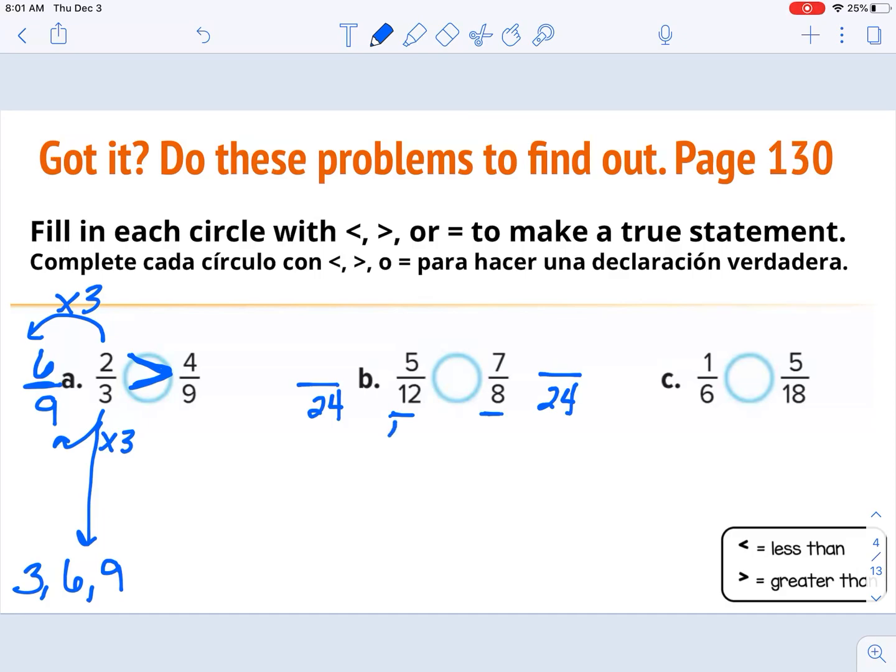To get from 12 to 24, I'm doubling or multiplying by 2. So I need to multiply by 2 in the top and the bottom. And 5 times 2 is 10. To get from 8 to 24, I count 8, 16, 24. That's times 3 on the top and the bottom. And 7 times 3 is 21. Well, 21 is a lot bigger than 10, so I know that 21 is greater.